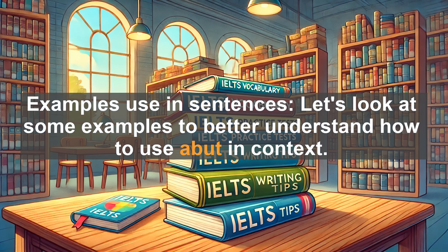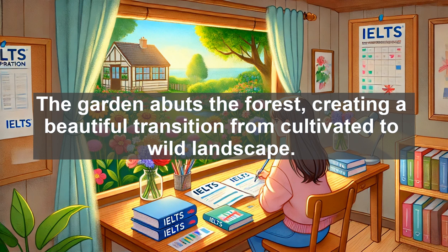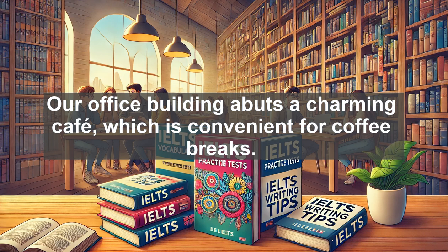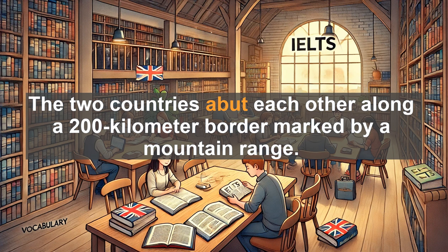Examples used in sentences. Let's look at some examples to better understand how to use abut in context. The garden abuts the forest, creating a beautiful transition from cultivated to wild landscape. Our office building abuts a charming cafe, which is convenient for coffee breaks. The two countries abut each other along a 200-kilometer border marked by a mountain range.